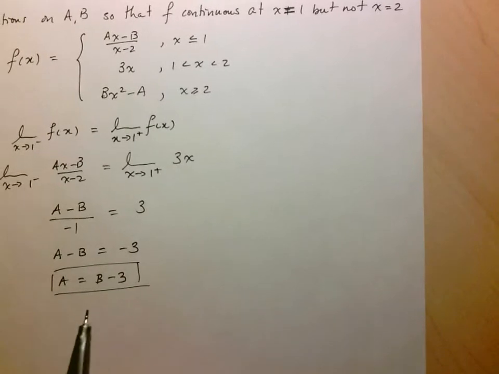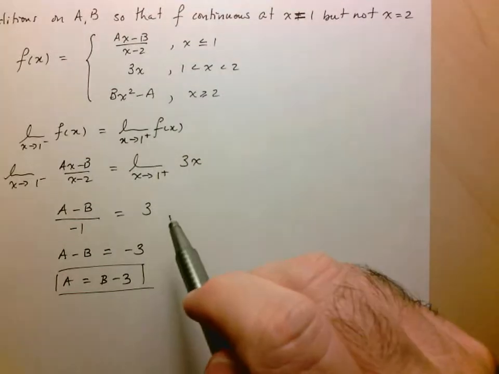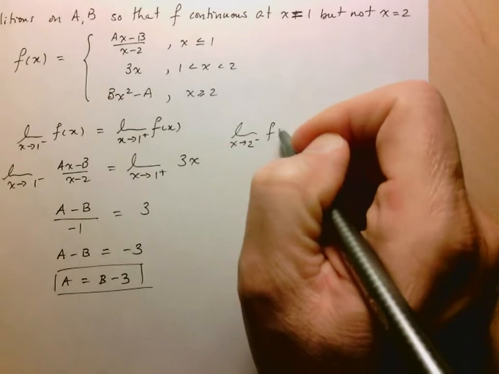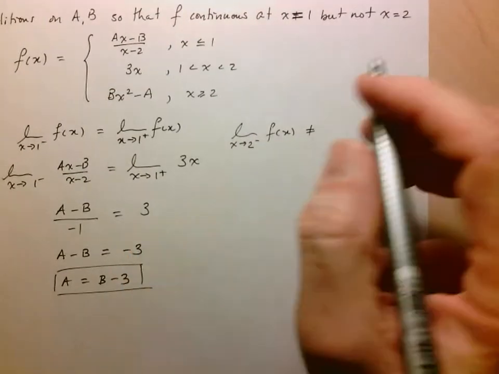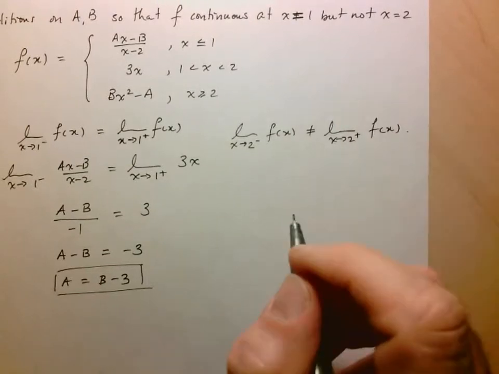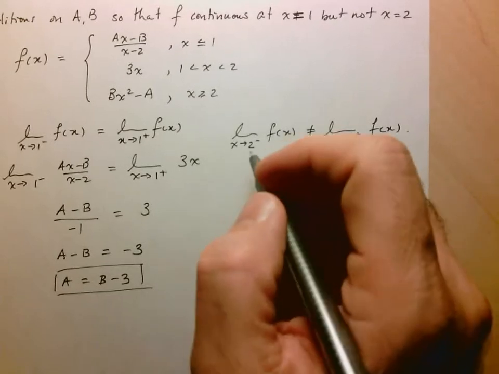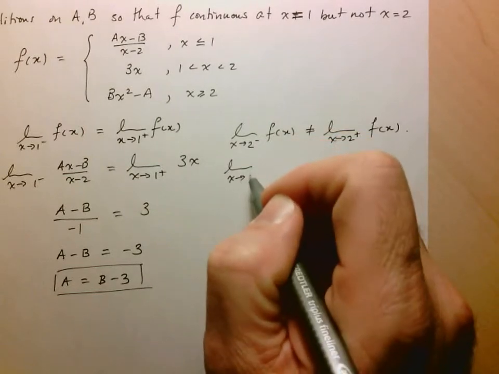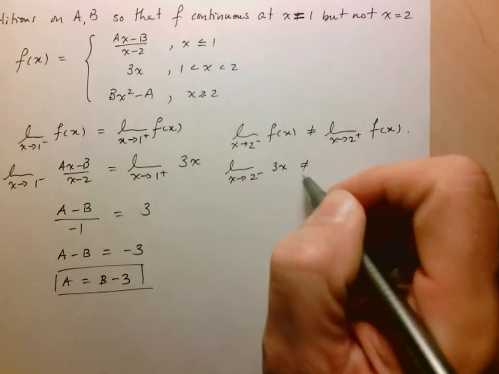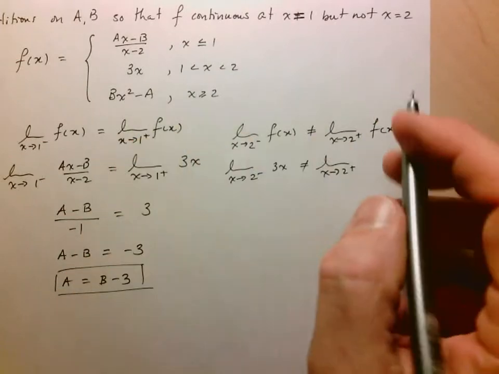This is where the question's a little different, because they're not asking it to be continuous at x equals 2. They're asking it to be discontinuous at x equals 2. So that means the limit as x approaches 2 from the left has to not be equal to the limit as x approaches 2 from the right. So let's figure out what has to happen in order for these not to be equal. Again, if I'm approaching from the left, to the left of 2, I'm going to be using 3x. And that has to not be equal to the limit as x approaches 2 from the right, where I'll be using bx squared minus a.